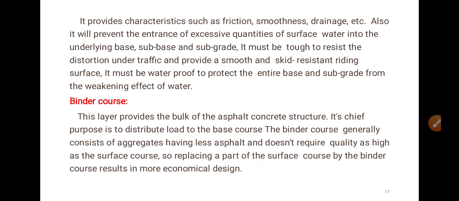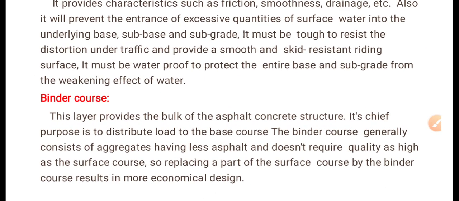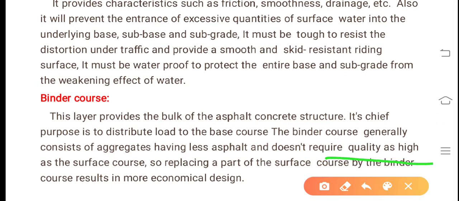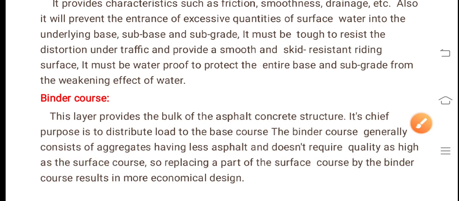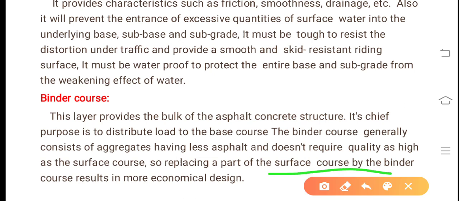Binder course. This layer provides the bulk of the asphalt concrete structure. Its chief purpose is to distribute load to the base course. The binder course generally consists of aggregates having less asphalt and does not require quality as high as the surface course. So, replacing a part of the surface course by the binder course results in a more economical design.